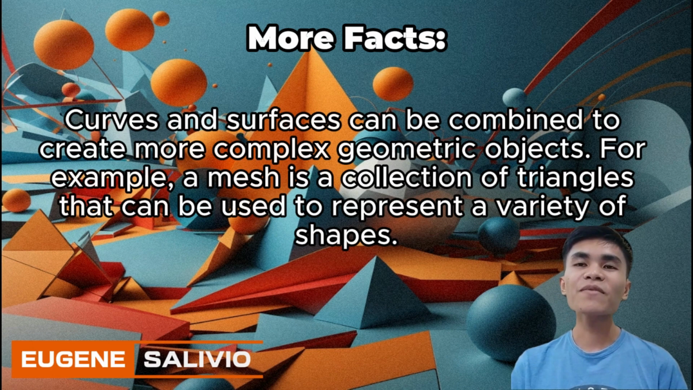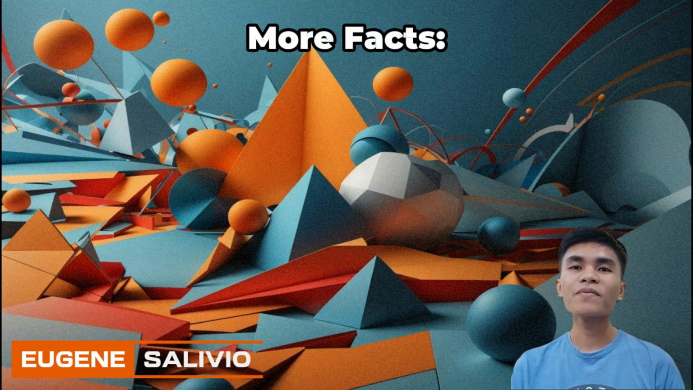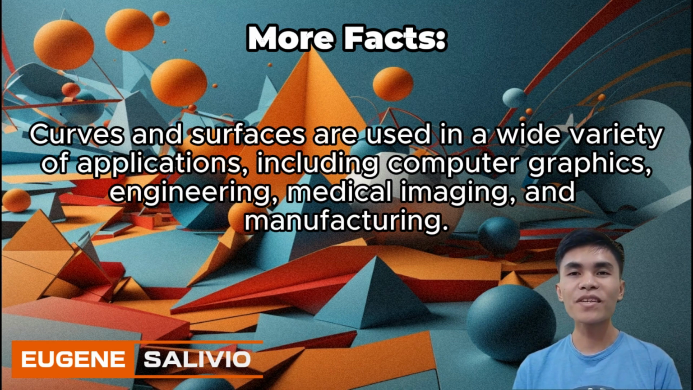Number 3. Curves and surfaces can be combined to create more complex geometric objects. For example, a mesh is a collection of triangles that can be used to represent a variety of shapes. Number 4. Curves and surfaces are used in a wide variety of applications, including computer graphics, engineering, medical imaging, and manufacturing.